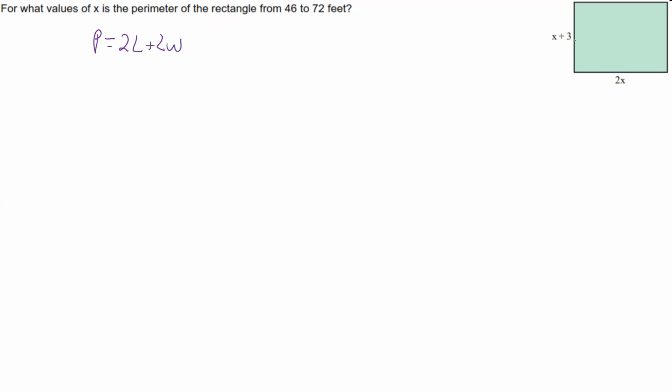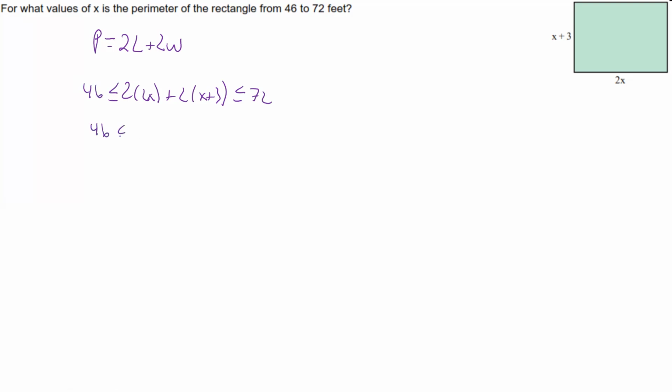All right, and so here we have the width, here's the length. And so if we take 2 times 2x plus 2 times (x + 3), we want it between 46 and 72. So we want it less than or equal to 72, but greater than or equal to 46. Okay, so now we just simplify.